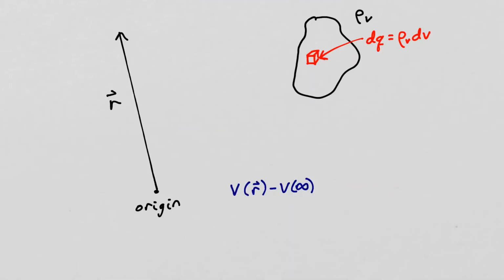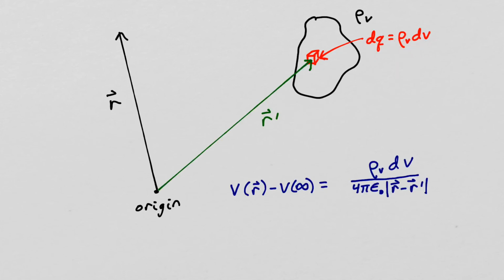Let's now look at the situation where we have some charge distribution, in this case a volume charge distribution. We want to find the work to move 1 coulomb of charge from infinity to location R. We know how to find that potential for a point charge, and we can treat this charge distribution as point charges. Each differential volume has a point charge associated with it of rho sub v dv. We'll use the variable r prime to designate the position of our differential charge packet, dq.